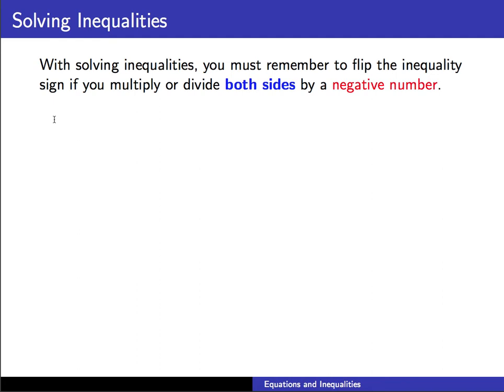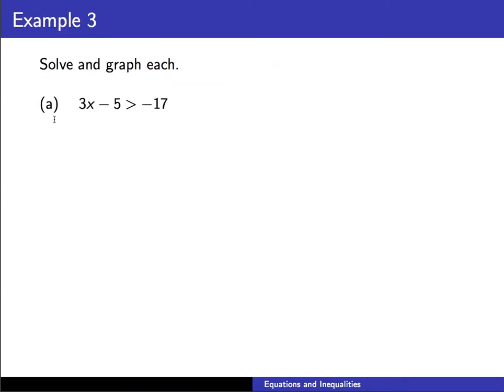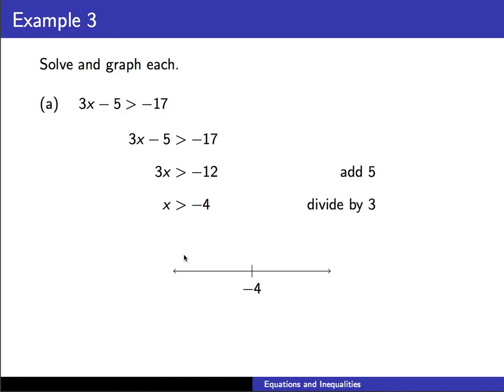When solving inequalities, remember to flip the inequality sign if you multiply or divide both sides by a negative number. So, for instance, in example 3a, we have 3x minus 5 is greater than negative 17. We're going to add 5 to both sides, so we're going to solve it just like an equation, and then divide both sides by 3, and we get x is greater than negative 4. Now again, we are dividing by a positive 3. If this was a negative 3, we would have to flip this inequality sign around, but it's not. So x is greater than negative 4.